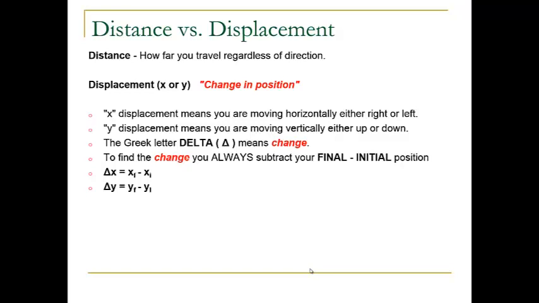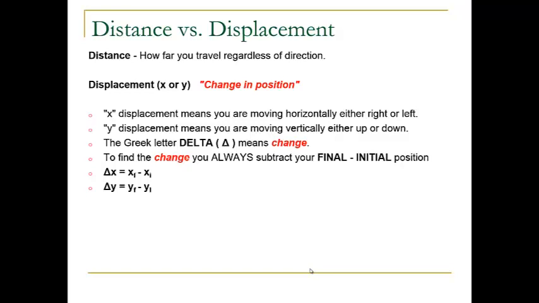So for displacement, we use the letter delta a lot. Delta always means change. So anytime you see delta or your triangle in front of something, it always means change, which is always final minus initial. That means that your displacement can be positive or negative. Distance, on the other hand, since it's always additive, is always going to give you a positive number. Displacement, since it's a change in position, is a distance, so it's also going to be measured in meters.